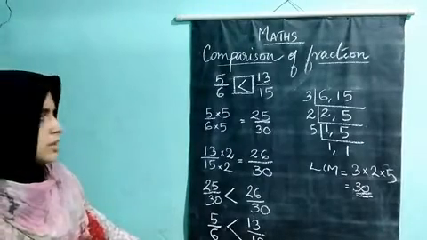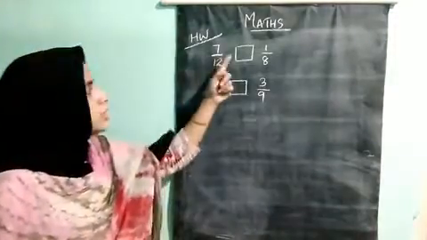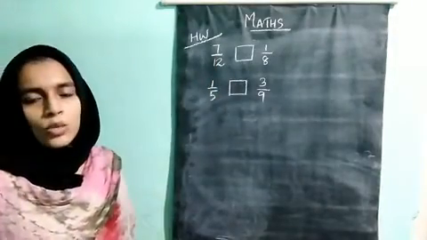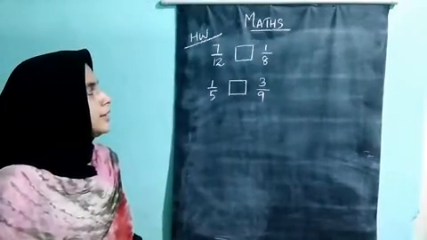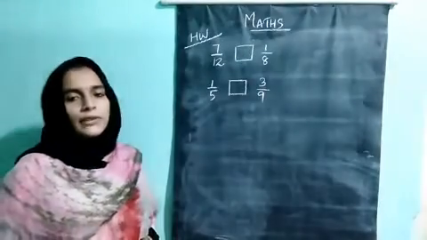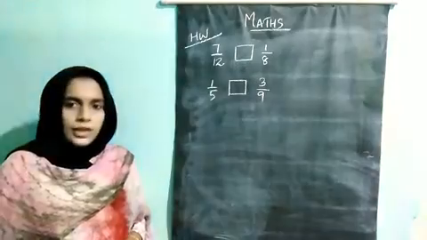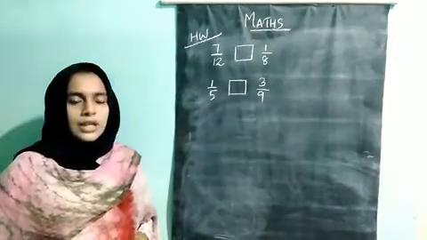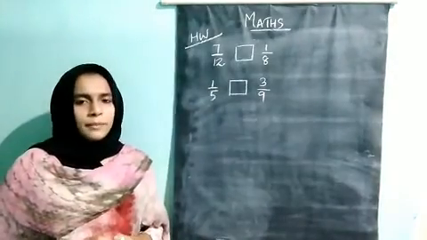Okay, so write this. Now write these two questions as Google Classroom questions: 7 by 12 and 1 by 8, and 1 by 5 and 3 by 9. You should find out which is greater and which is smaller by comparing the numbers.